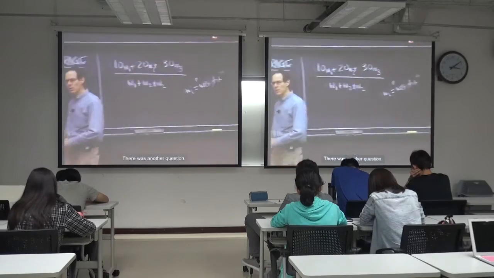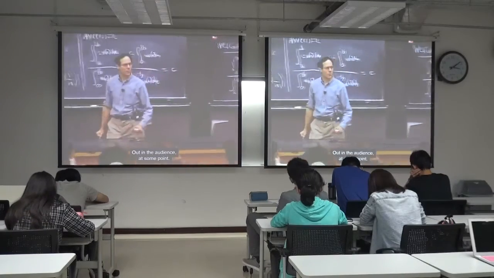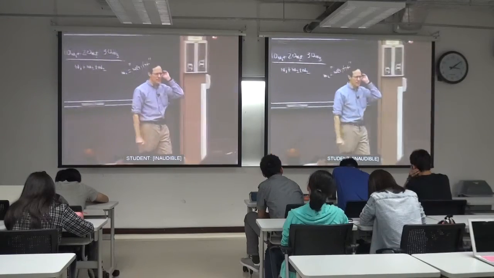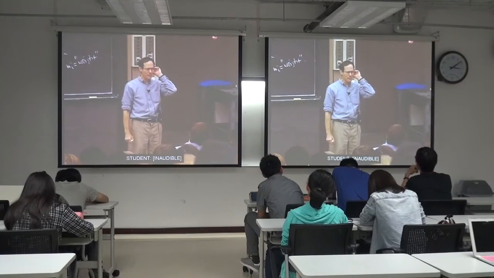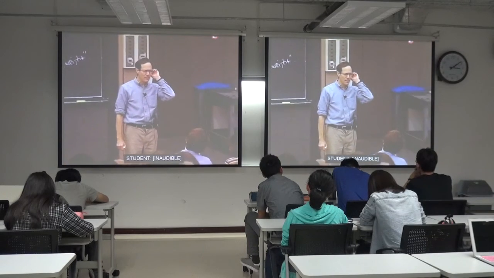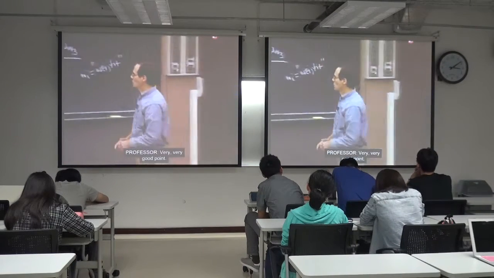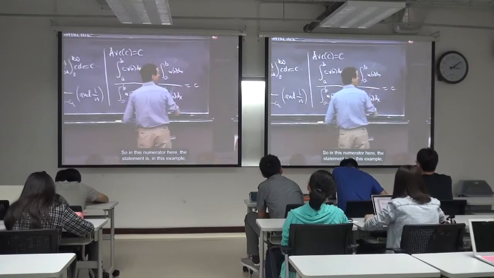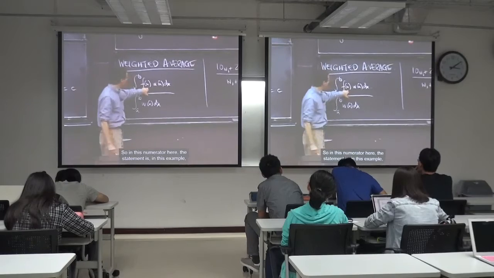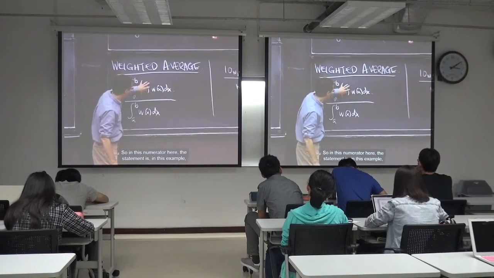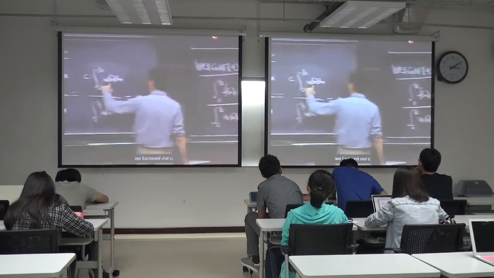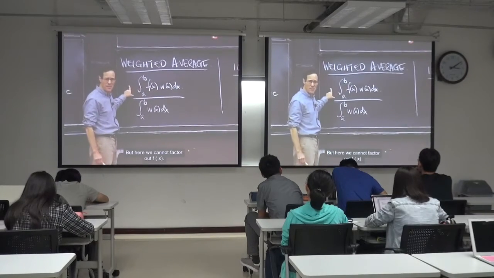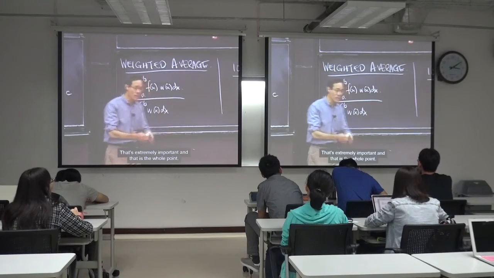All right, there was another question out of the audience. Over here. Right, very, very good point. So in this numerator here, the statement is in this example we factored out c, but here we cannot factor out f of x. That's extremely important, and that is the whole point.